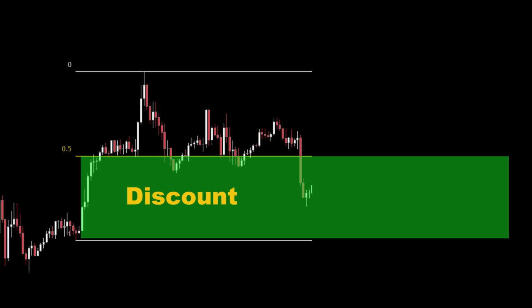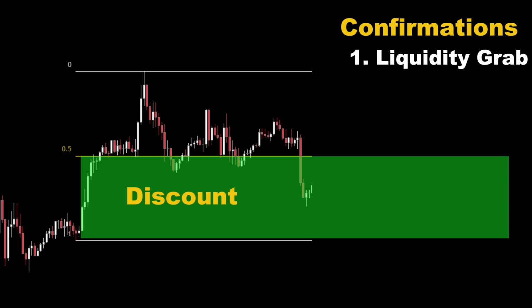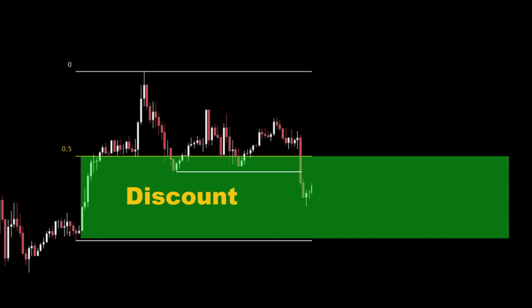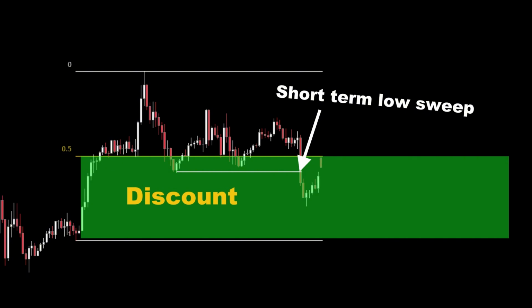Once price reaches the discount zone, we still do not buy immediately, because touching discount is not enough. We need confirmation. Inside the discount zone, we wait for two things. First, a liquidity grab. Second, a change of character. A liquidity grab happens when price sweeps a short-term low. It goes below the low, triggers stop losses, collects liquidity, and then rejects.